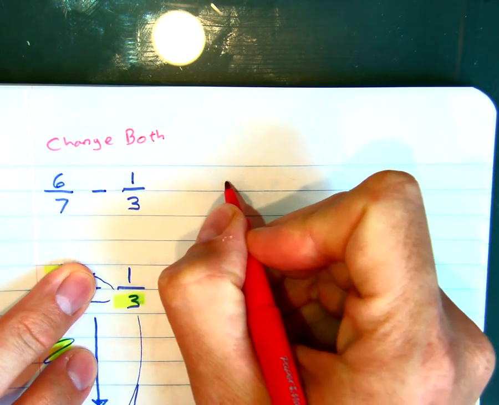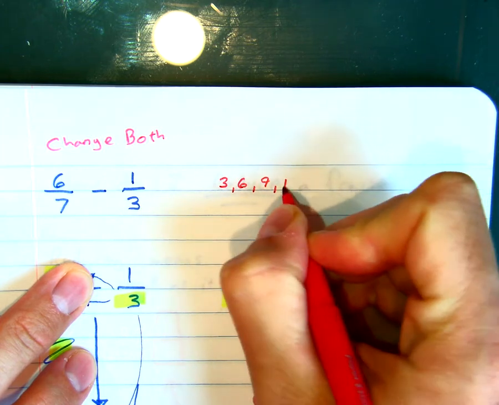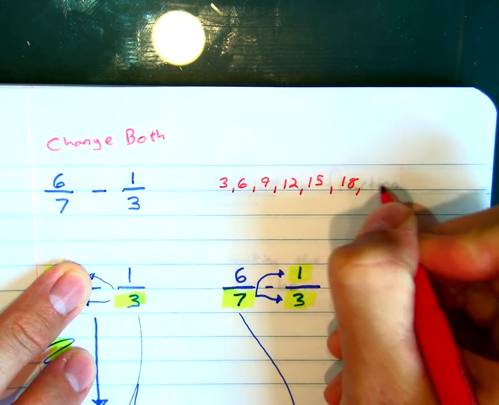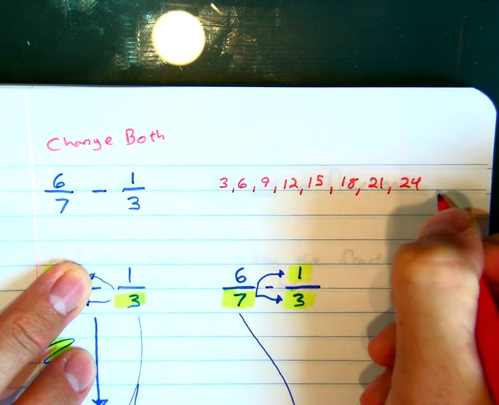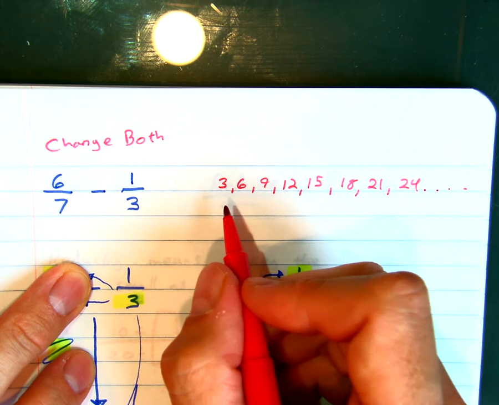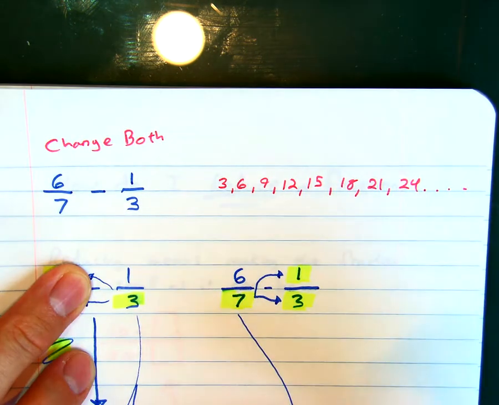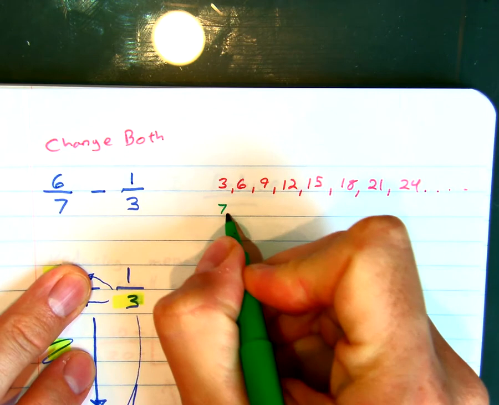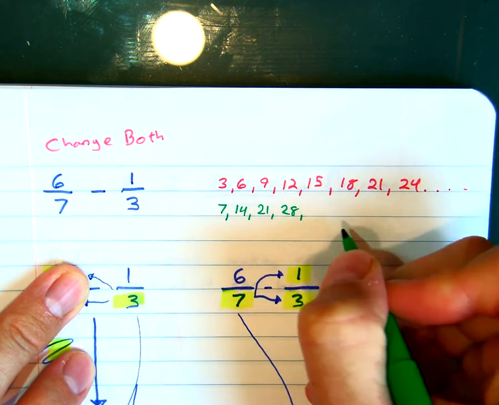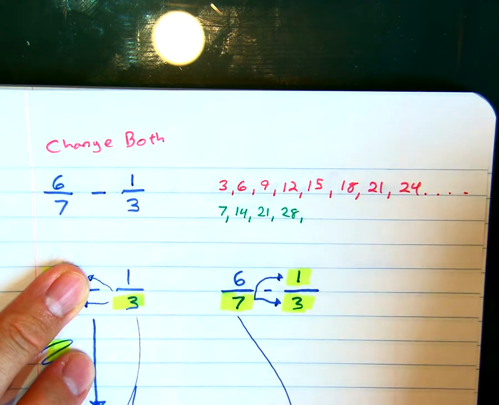So I can use my 3, 6, 9, 12, 15, 18, 21, 24, and I can keep going and going. What we're looking for is a number where they match. Let me switch my color here for a moment. Let's go with our other denominator of 7: 7, 14, 21, 28. As soon as you hit a number that they share, that's when we can stop.